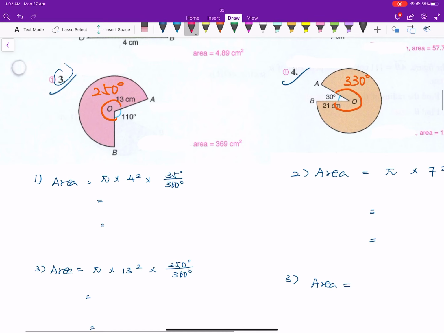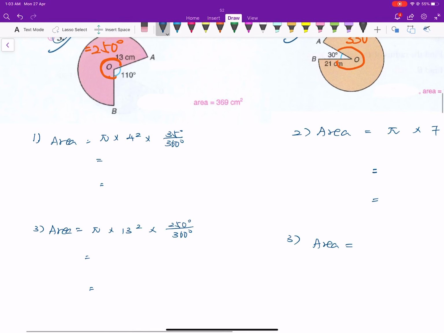So if we want to find the area of the pink part, we need to find the angle at center of the pink part, okay? So we need to find the angle of this part by 360 minus 110 degree, so that we can find the angle at center for the pink part is 255, okay?